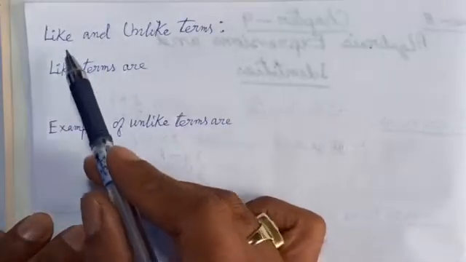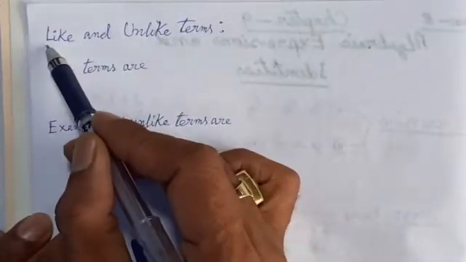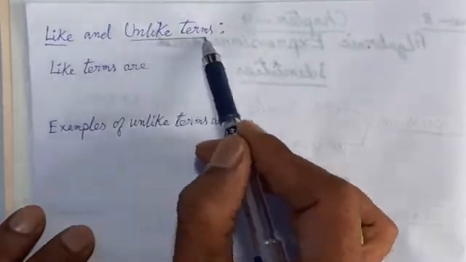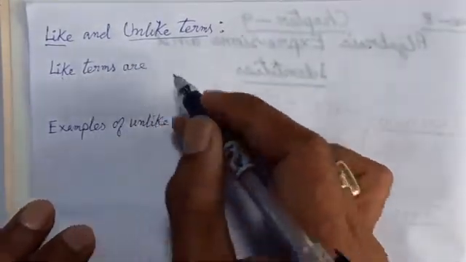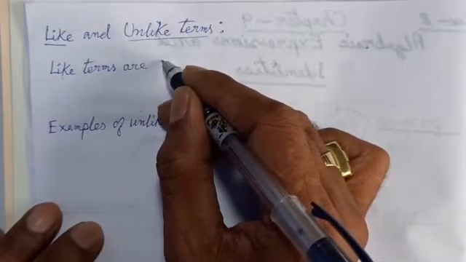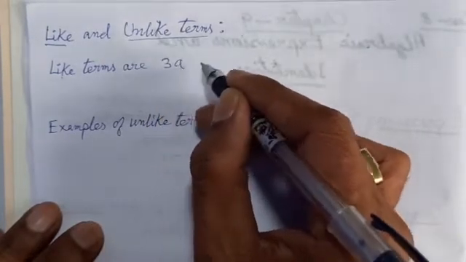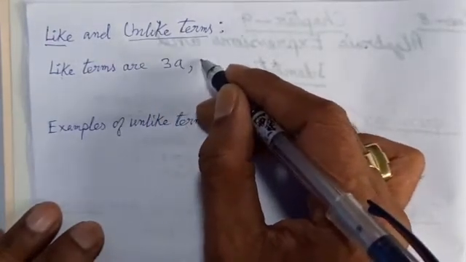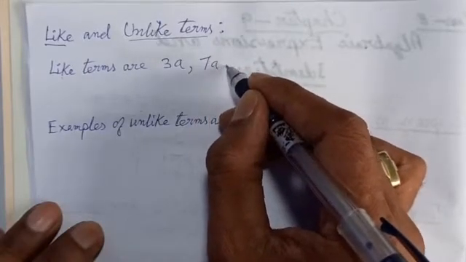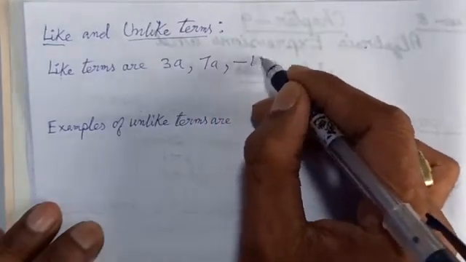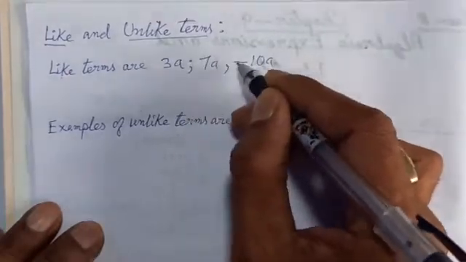Next is like and unlike terms. Let us discuss about like and unlike terms. Like terms are here. This is like terms: 3a, 7a, minus 10a. These are like terms.